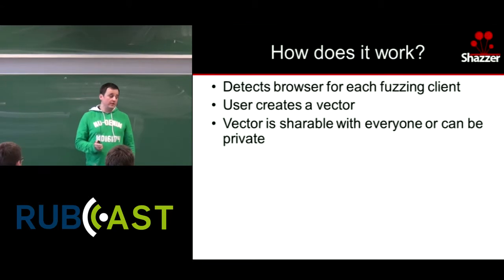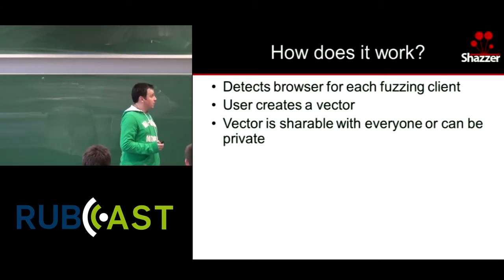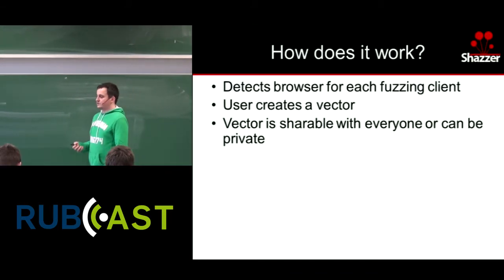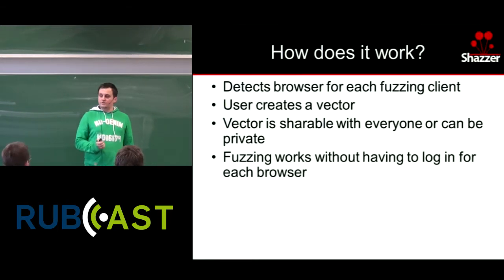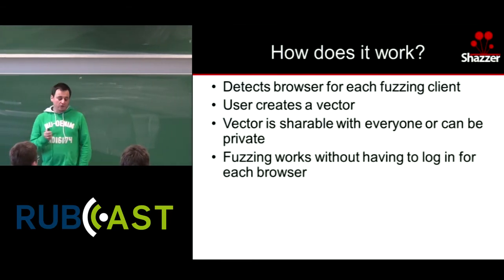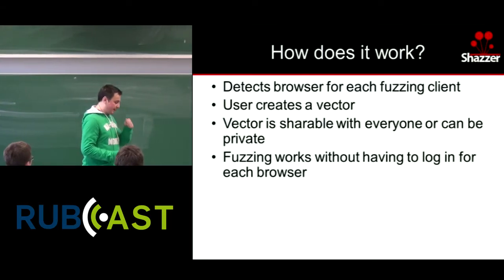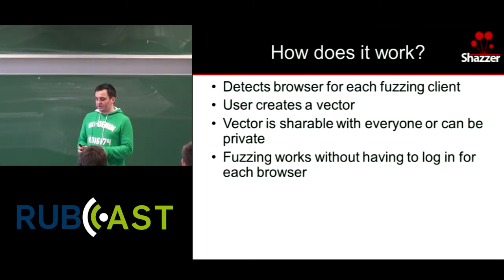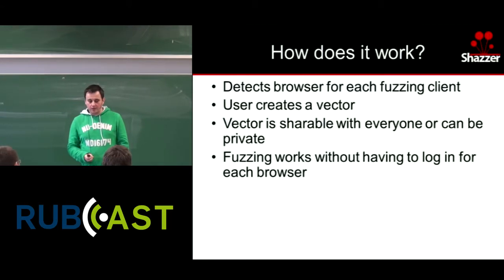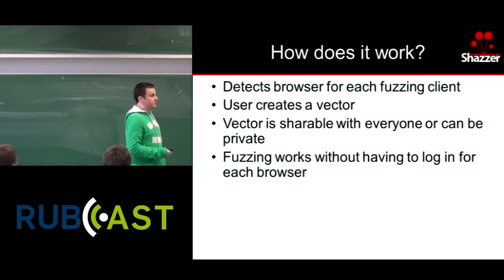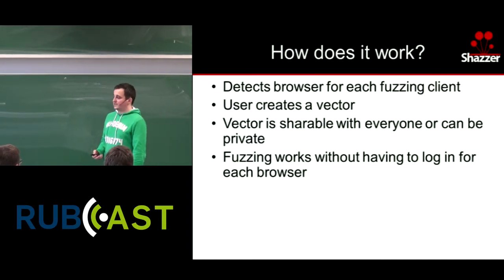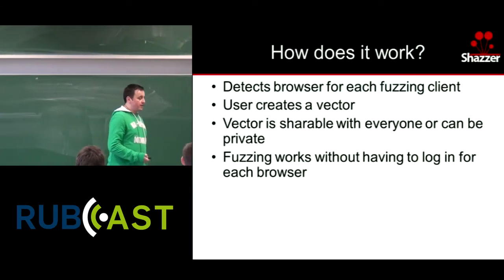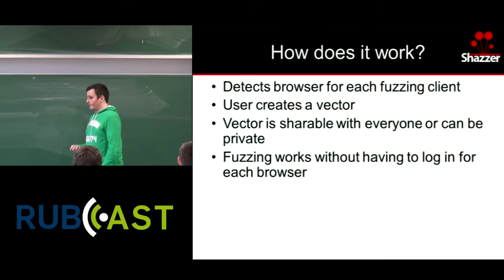You can share this vector with anybody in the world, and they can run that. Or you can make it private if it's sensitive in any way, which is a lesson I learnt when developing it. Fuzzing works without you having to log in for each browser, because that would be a pain. So we need to separate the fuzzing method so it executes without the requirement of logging in. If you're testing 10 browsers and have to log each one in, it would take a long time and slow you down. So it's an authless fuzzing system. Obviously, that's got disadvantages as well that you can probably imagine.